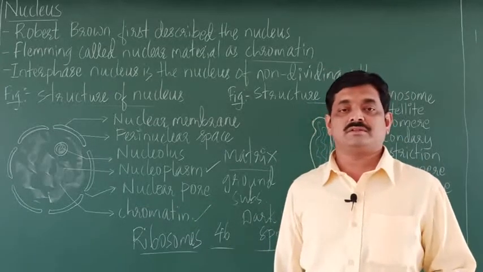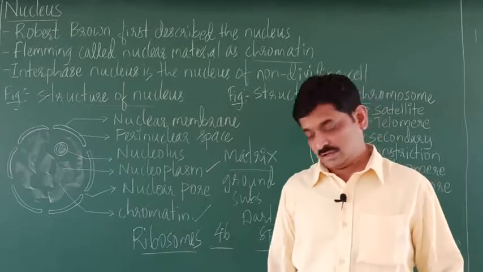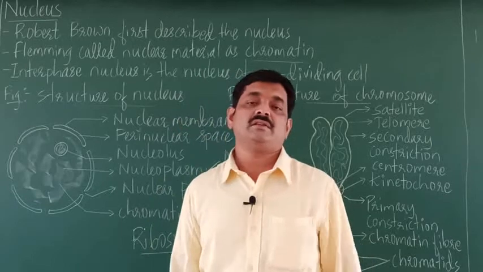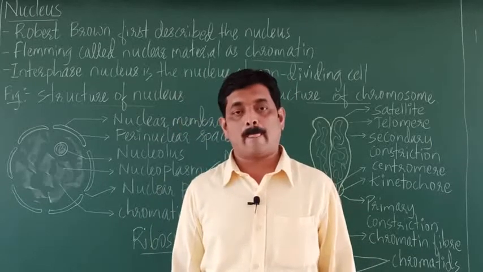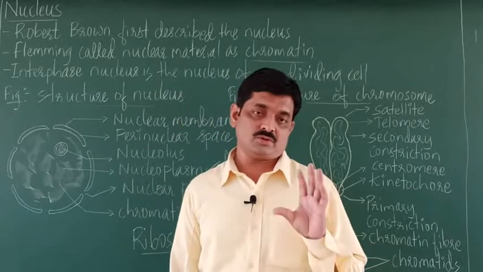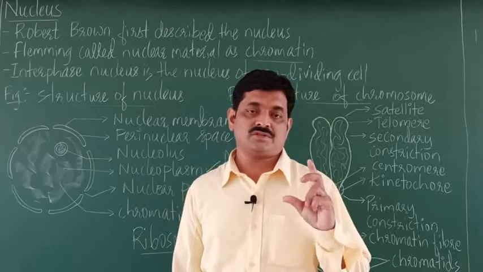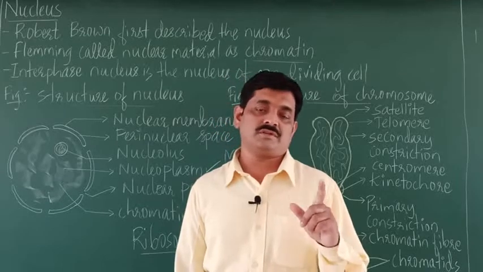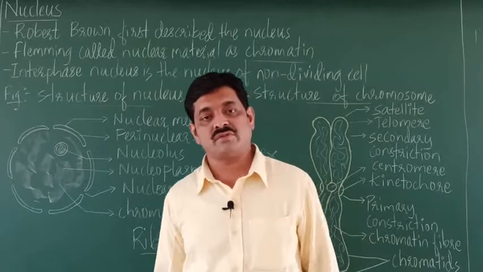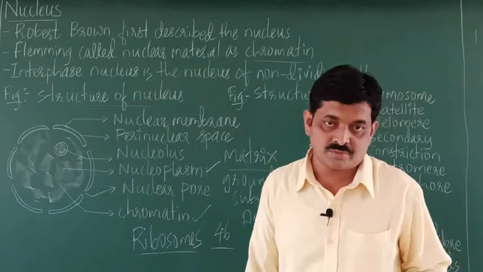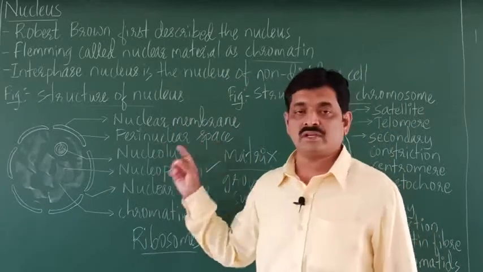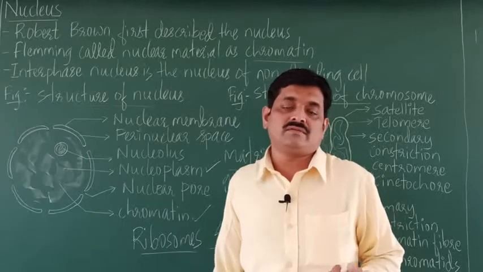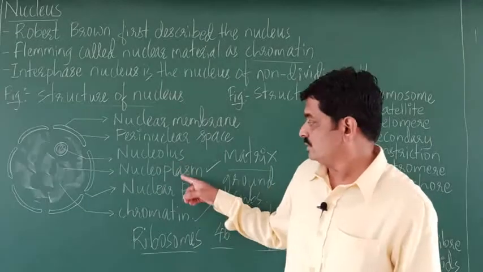You may expect the structure of the nucleus as a 5-mark question: explain the structure of the nucleus. So we shall revise this in brief. The nucleus is spherical in shape. Next point, it is a double membrane structure. The space between the two membranes is called the perinuclear space. The matrix of the nucleus is called nucleoplasm.